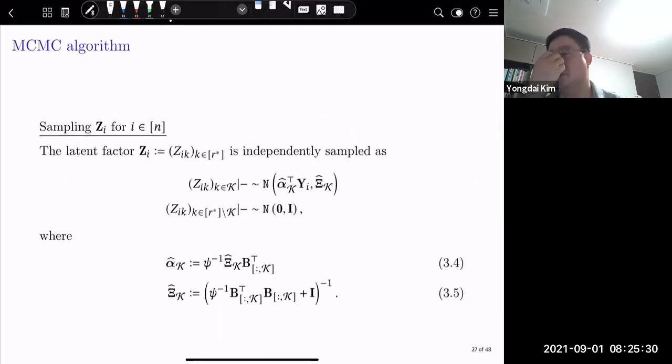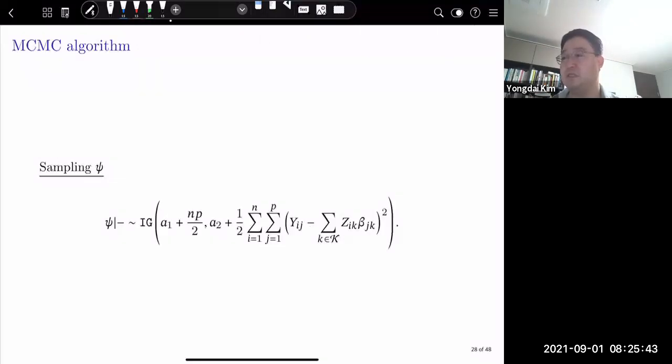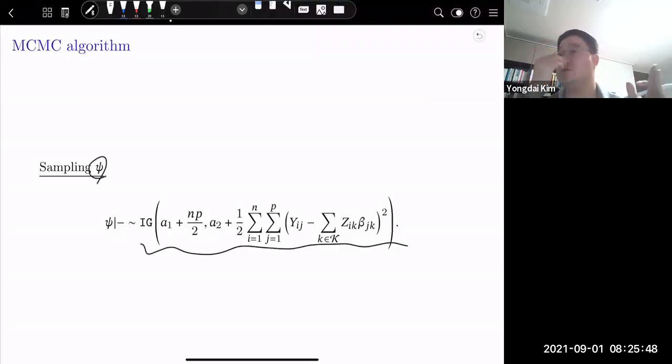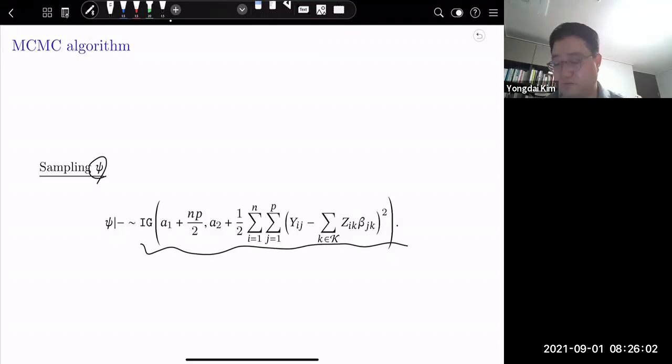And also we can sample the latent vector Zi from either of these two normal distributions. And it's easy. And finally, we sample the noise variance psi from the inverse gamma distribution. That is all of the MCMC algorithm. We repeat this sampling of the conditional posterior distributions until convergence. There is no special algorithm for sampling, so it's very straightforward and easy to implement.